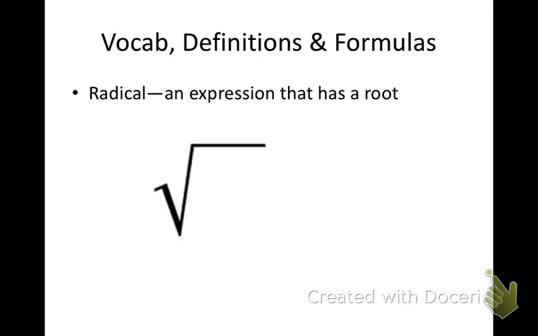Next, we're going to talk about a radical. A radical is an expression that has a square root. Now, there's different types of radicals. We could have a cube root or a fourth root. We could have different numbers right here in this index, but we're only going to deal with a square root, which is what you've probably used before.